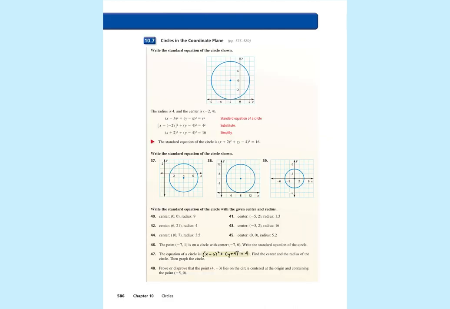Where'd it go? This guy. And then 10.7. If you have not already done this, you need to complete this. But I'm also going to go in and add a couple of additional practice problems that I think would be beneficial for you to do.